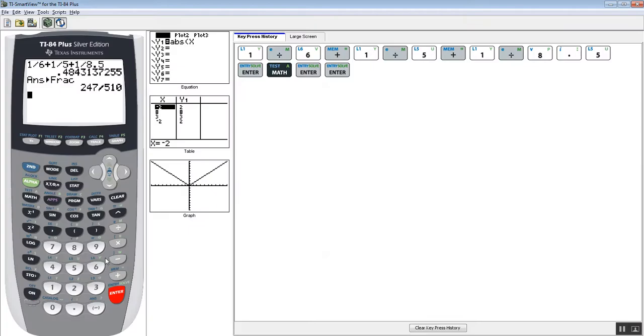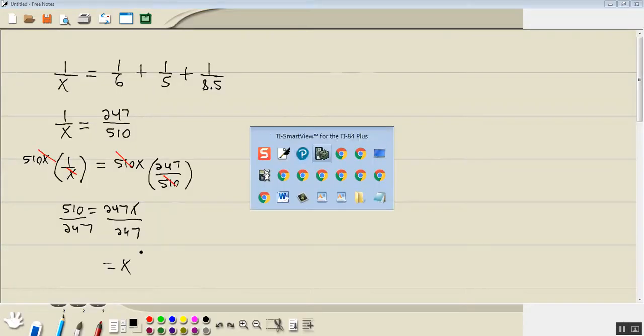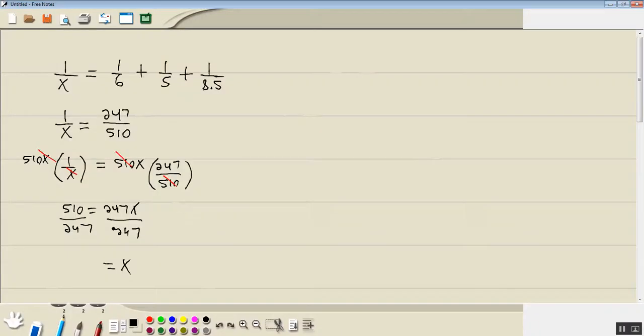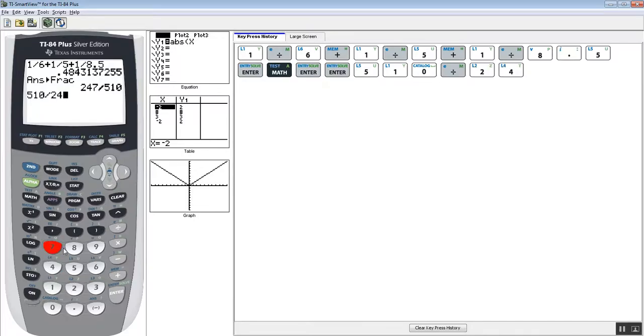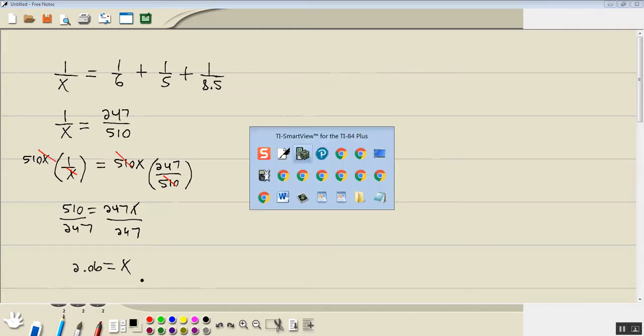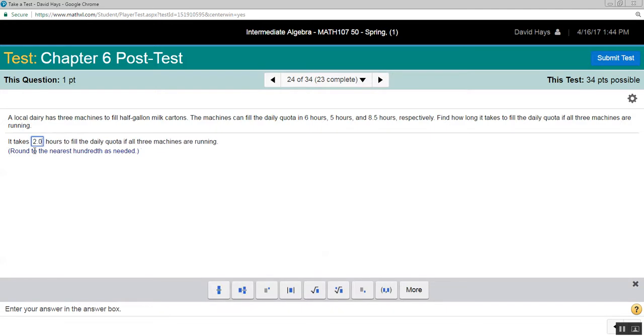And what do they want? Probably not a fraction. Round to the nearest hundredth. So 2 decimal places. So 510 divided by 247 is 2.06. It takes 2.06 hours to fill a quota if all 3 machines are running.